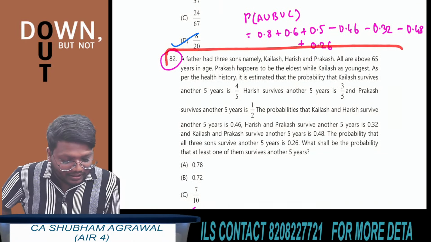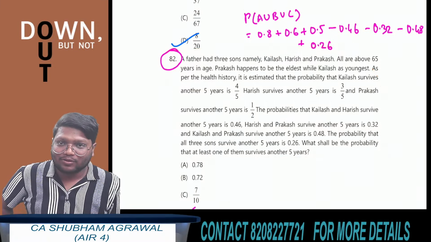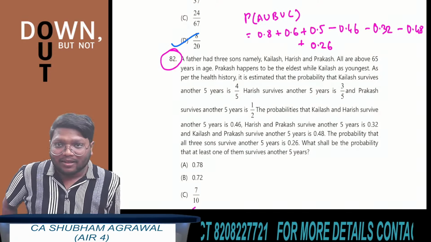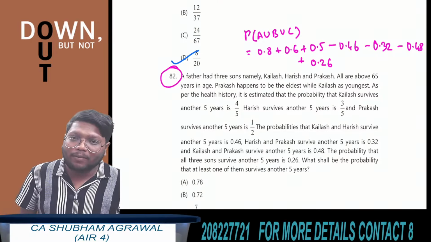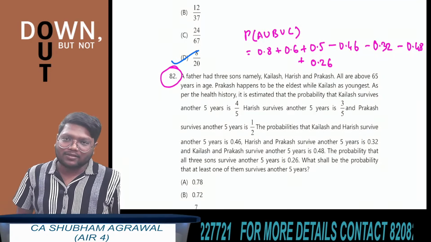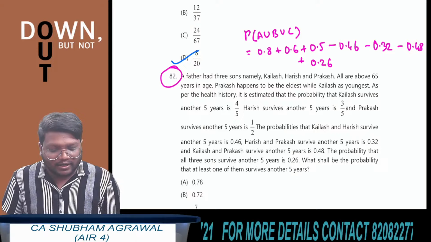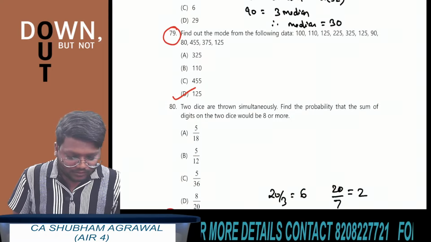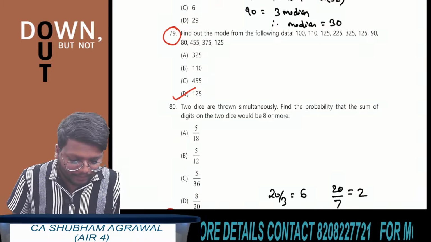This question is not lengthy. It will take time to read this question, but just by using the formula of probability of A union B union C, you will get the answer. So it will not take more than 1 minute to get the answer for this question number 82. There is one more question based on probability.